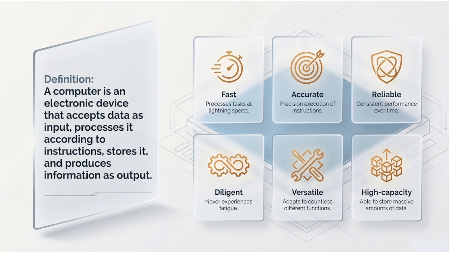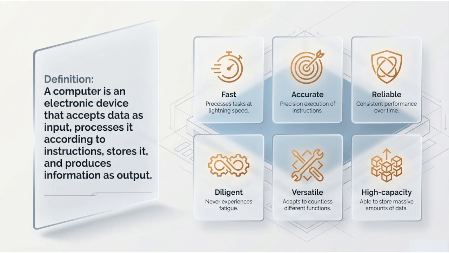A computer is an electronic device that accepts data as input, processes it according to instructions, stores it, and finally produces information as output. In simple terms, a computer takes what you give it, works on it, and gives you results instantly. Computers are well known for being fast because they process data very quickly.